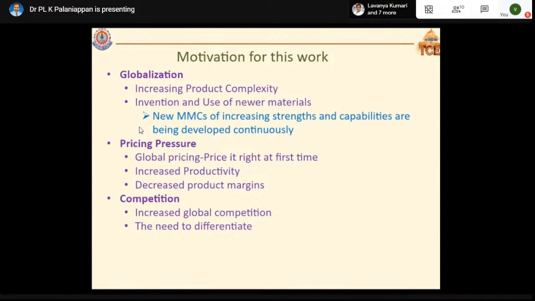This forces people to go for the invention and use of newer materials, especially when we come to composites. Composites come under the family of newer materials. They have a very high strength to weight ratio. That is the main advantage and uniqueness of composite materials.